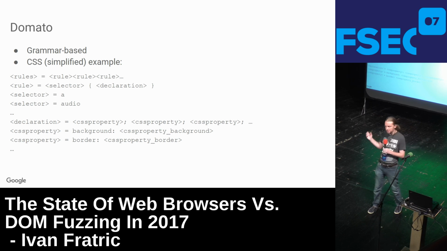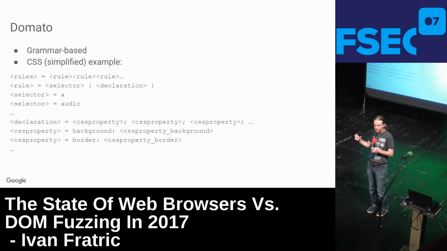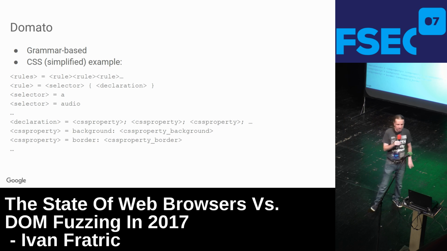So you have a set of symbols which are enclosed in angle brackets, and you tell the fuzzer how each of these symbols may be expanded, and one symbol can of course include other symbols in its rules, and then those symbols are basically expanded recursively.